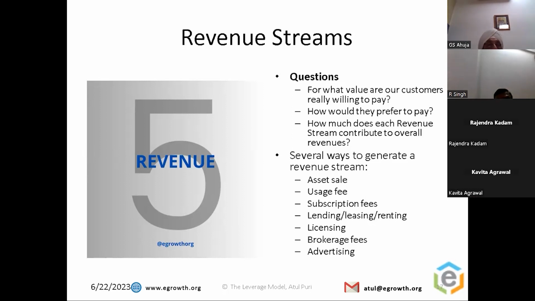Then there are brokerage fees. I help you with something and I am entitled to a certain brokerage in it, especially for real estate. I help you buy a new place, whether it is commercial or residential, and I would get a percentage of the deal value. Then there is advertising. All right. You go to Google search, there are advertisement slots. Because the traffic is so high, people are willing to pay for those advertising slots. And there can be many more new ways of creating revenue.